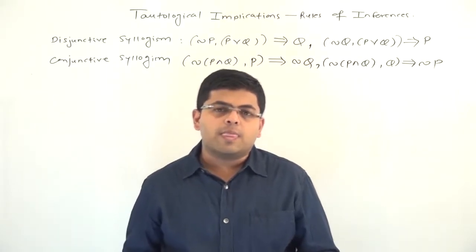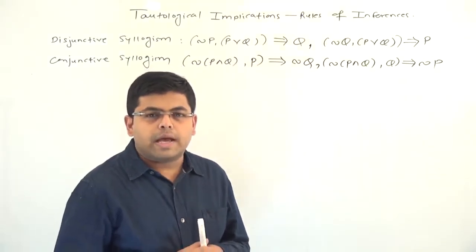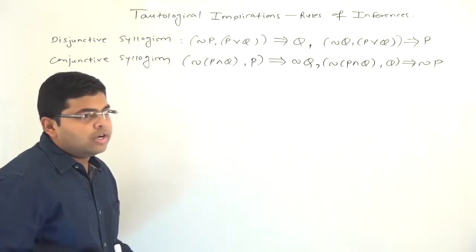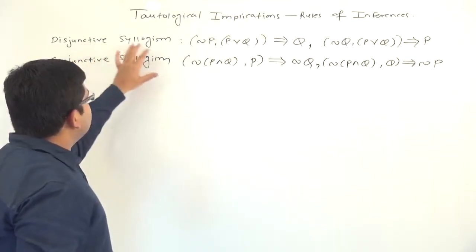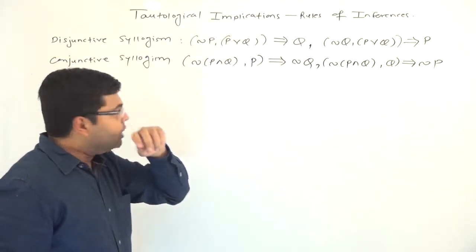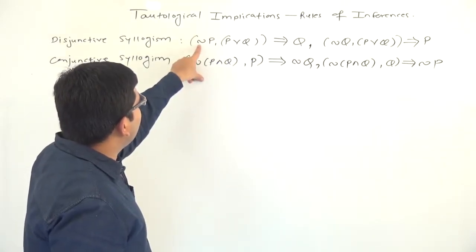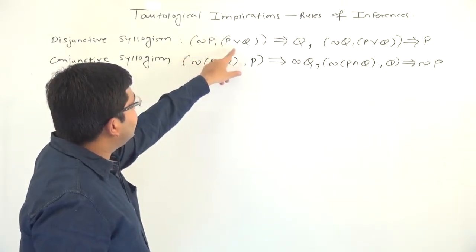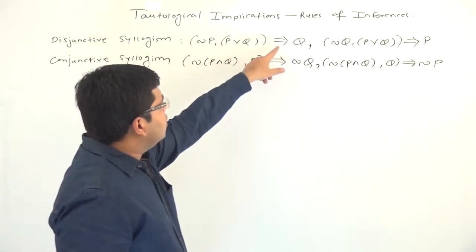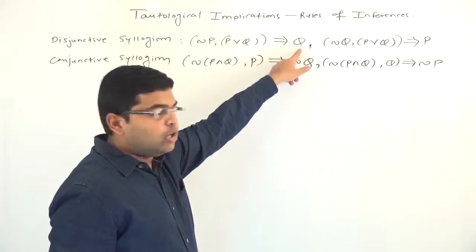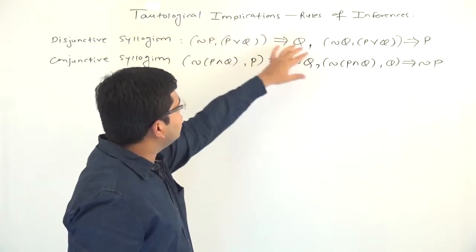The next two rules are disjunctive syllogism and conjunctive syllogism. Now let us see them one by one. In disjunctive syllogism, the rule of inference is: negation of P, comma, P or Q tautologically implies Q. Now how to read this particular thing?